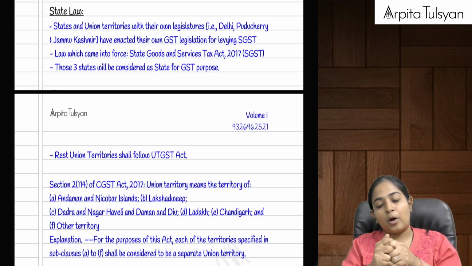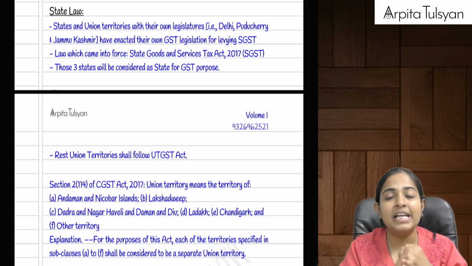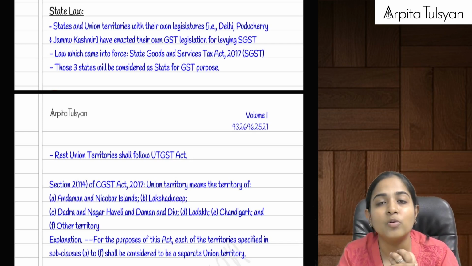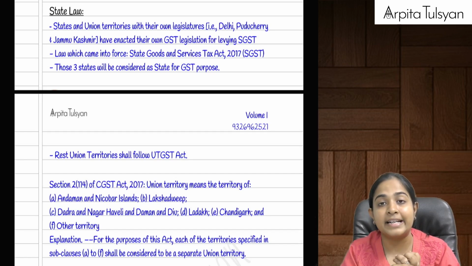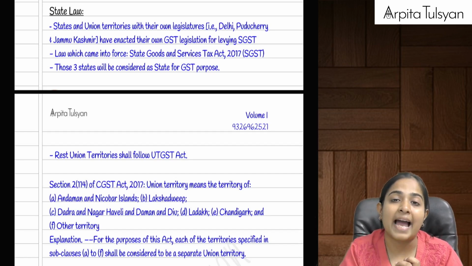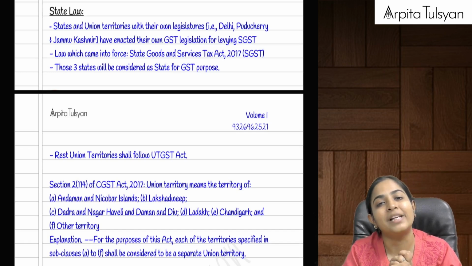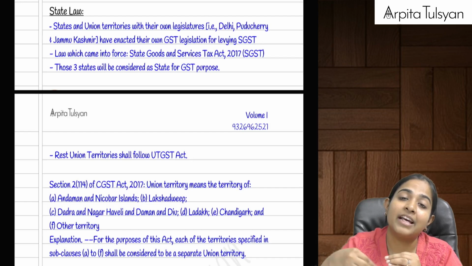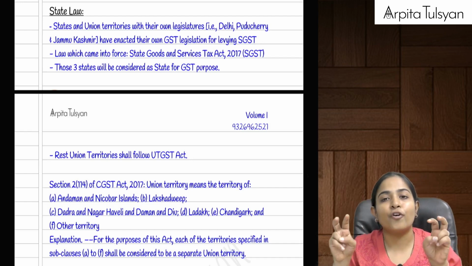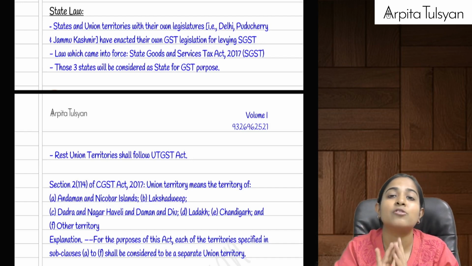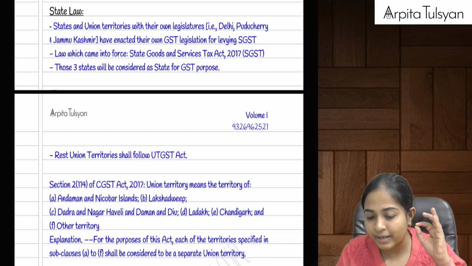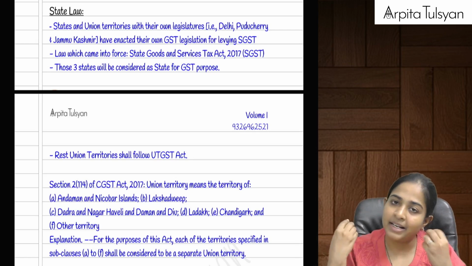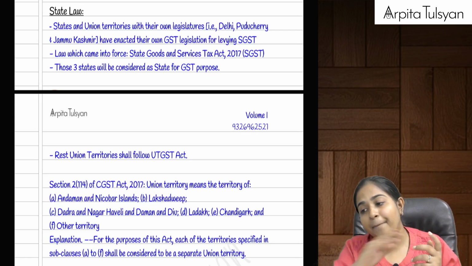So now these three, Delhi, Puducherry and Jammu Kashmir, even though they were treated as union territories, considered themselves as state and made their own legislature. So we can call these three union territories with their own state legislature. For the purpose of GST, they will be considered as normal state, because they have made their own GST legislation.